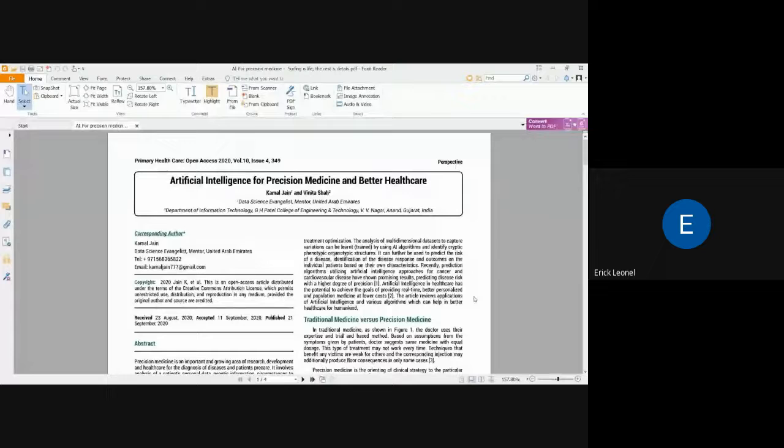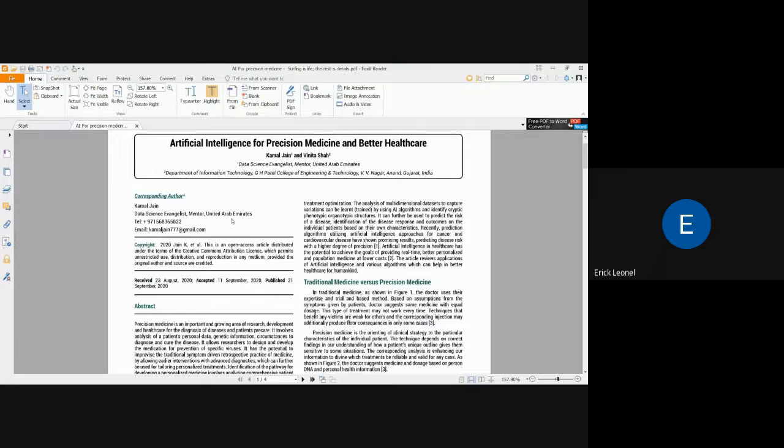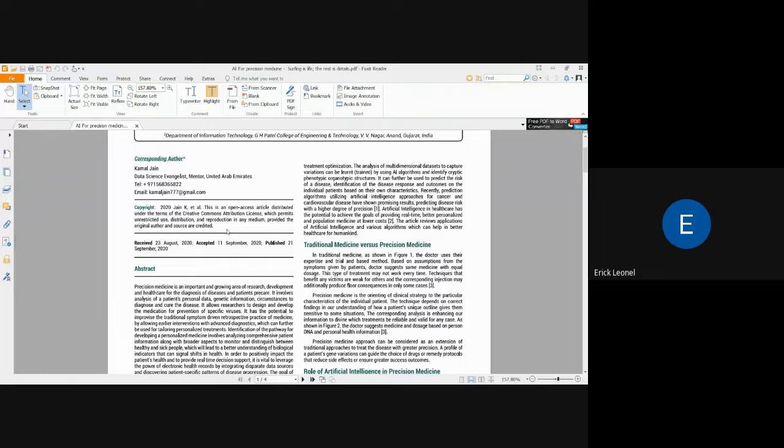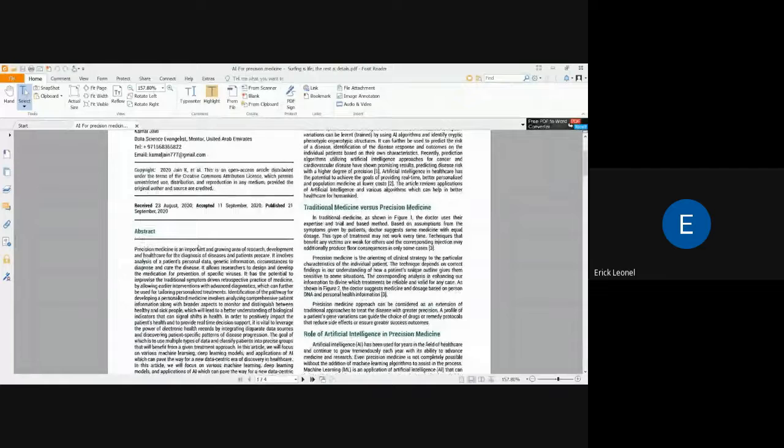Today, I'm going to talk about artificial intelligence for precision medicine and better healthcare. As we know, precision medicine is an important and growing area of research for the diagnosis of diseases, which allows us to design and develop medication for prevention of specific viruses. This paper focuses on several machine learning and deep learning models and applications of AI, which can clear the way for a new data-centric area of discovery in healthcare.